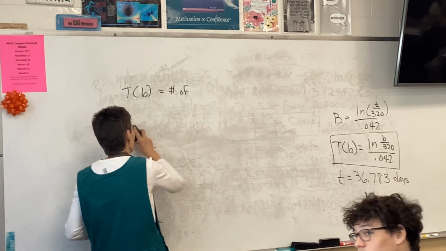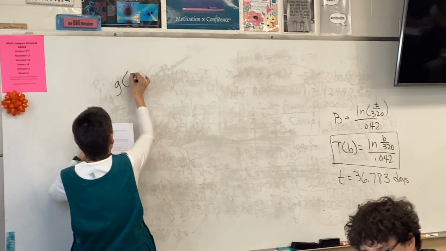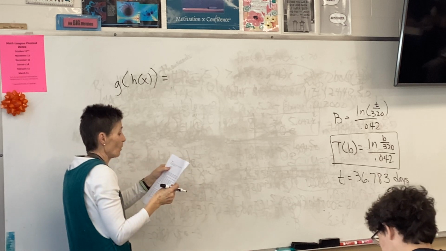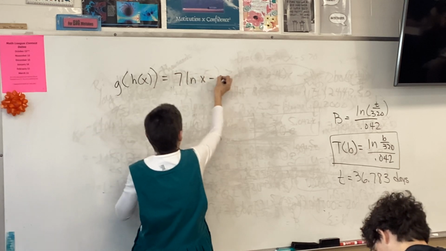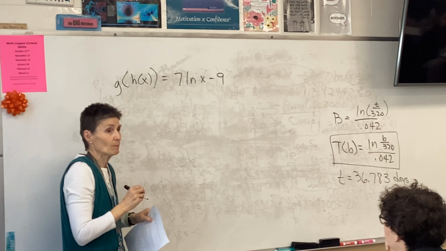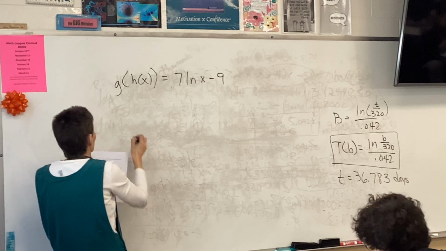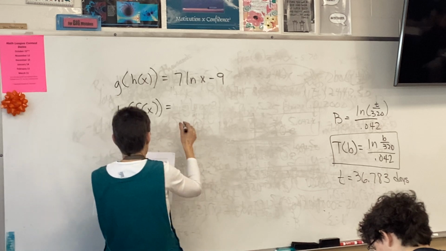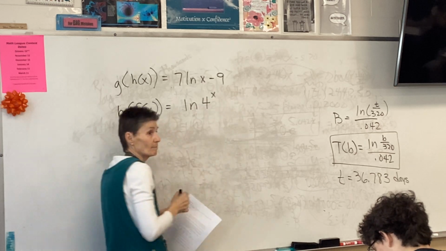All right, so we're going to build some compositions, and we're going to try to figure out if any of them are linear. So what will this look like? G of H of X, what will that look like? 7 ln x minus 9. Is that linear? If I graph that, will that be a straight line? No, that's a logarithm. That's going to have a logarithm shape, so it's not that one. All right, what about H of f of x? What does that look like? ln 4 to the x.